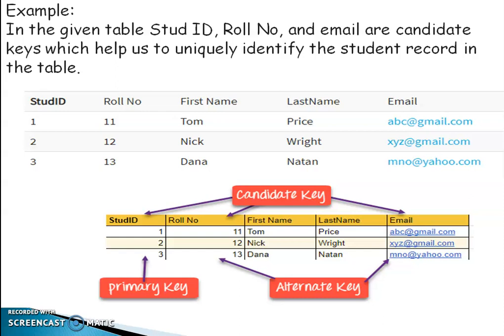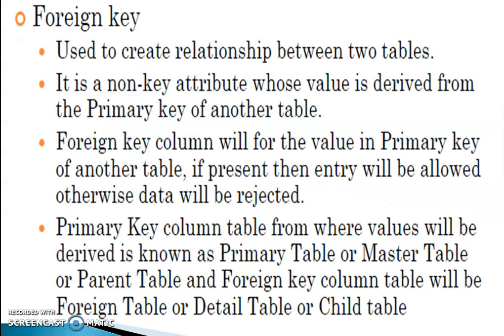Check this example. In this table, StudID, roll number, and email are candidate keys, which help us to uniquely identify the student record in a table. Student ID, roll number, and email. So, we can identify these as the candidate keys. From this, we choose StudID as the primary key. The remaining roll number and email are known as the alternate keys. Okay, clear? Then the next one is foreign key, used to create a relationship between two tables.